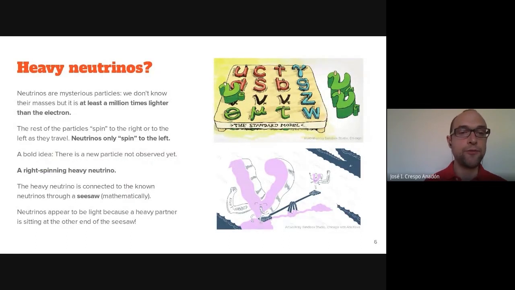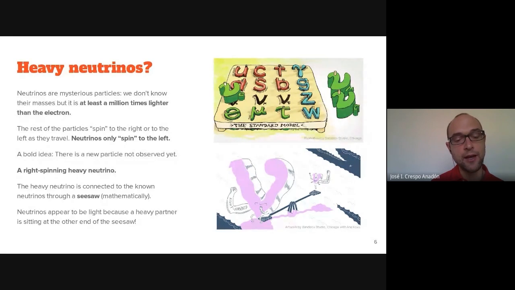So what am I looking for? I'm looking for heavy neutrinos. But first, let's talk about the regular neutrinos. The neutrinos are mysterious particles. We don't know how heavy they are, but we know that they are at least 1 million times lighter than the electron. They also have an interesting property, and that is that all the particles in the standard model either spin to the right or to the left as they travel. They can do any of those two. But neutrinos only spin to the left.